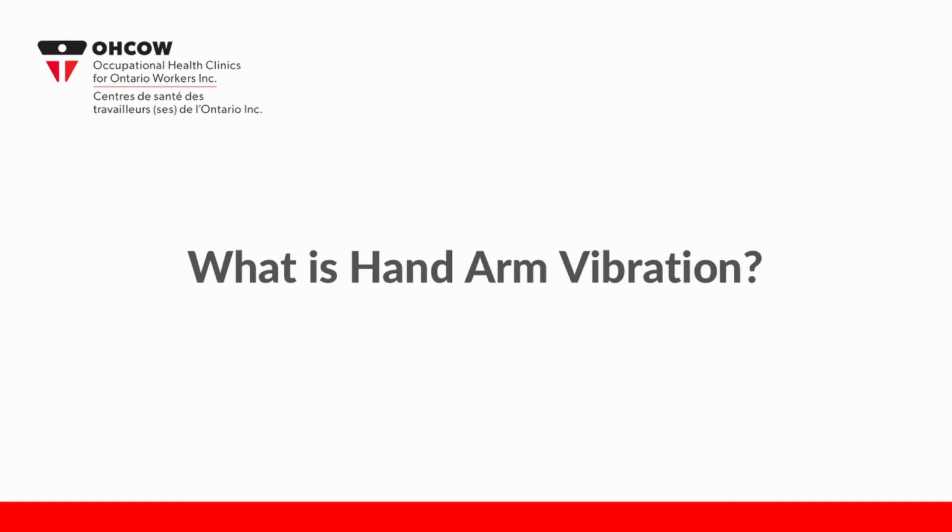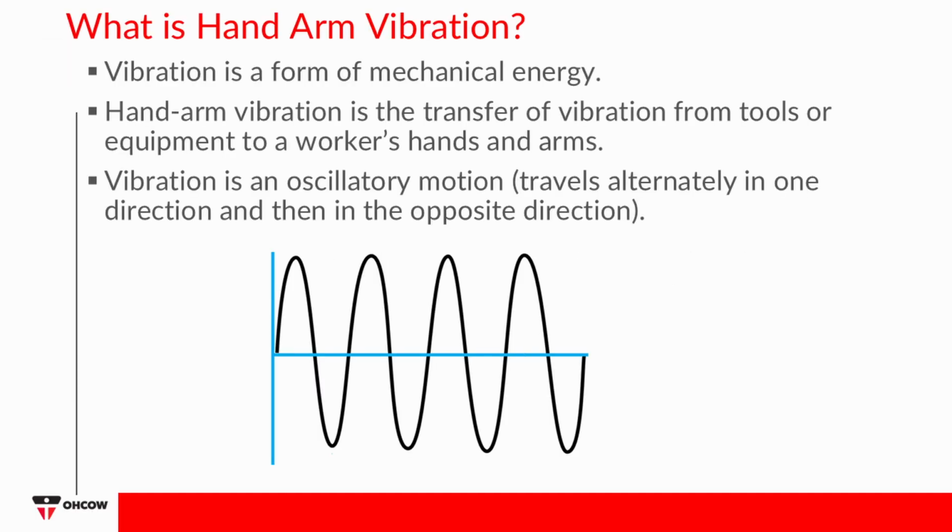What is hand-arm vibration? Vibration is a type of mechanical energy characterized by repetitive, back-and-forth motion. Hand-arm vibration occurs when this vibration is transferred from a tool, machine, or surface directly to a worker's hands and arms. This motion, known as oscillation, moves alternately in one direction and then the opposite, and can lead to serious health effects with repeated or prolonged exposure.